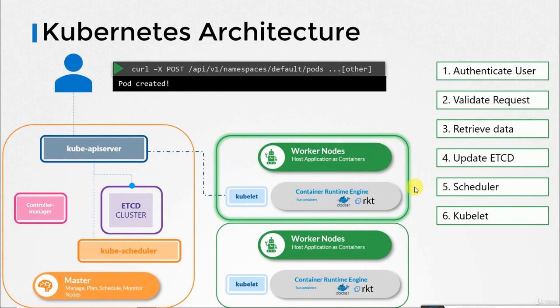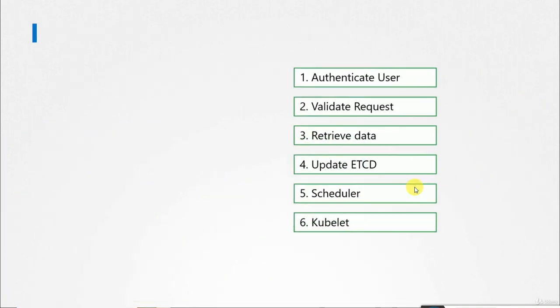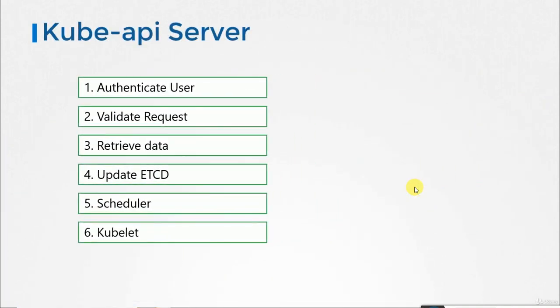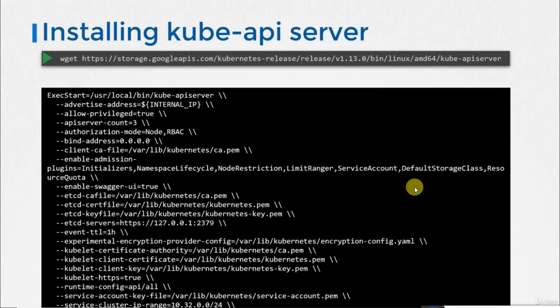The kube-api server is at the center of all the different tasks that need to be performed to make a change in the cluster. To summarize, the kube-api server is responsible for authenticating and validating requests, and retrieving and updating data in the etcd data store. In fact, kube-api server is the only component that interacts directly with the etcd data store. The other components such as the scheduler, kube-controller-manager, and kubelet use the API server to perform updates in the cluster in their respective areas.